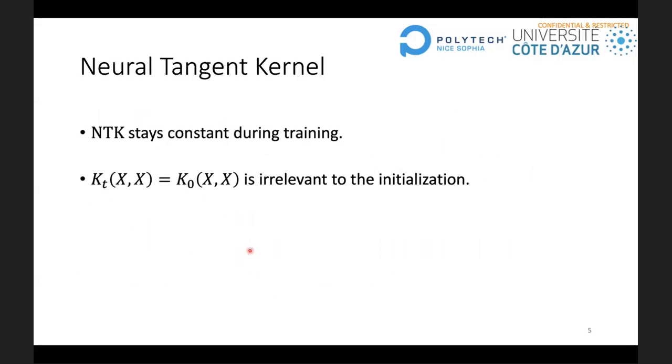A little summary here. Through the NTK theory, the neural tangent kernel stays constant during the training process, which means it's stable along time changes, and it's irrelevant to the initialization. We can simply choose K_0, the NTK at time 0, to represent K_t.